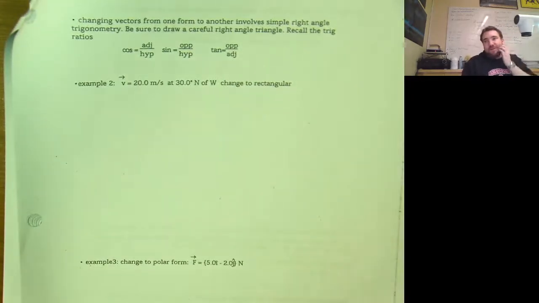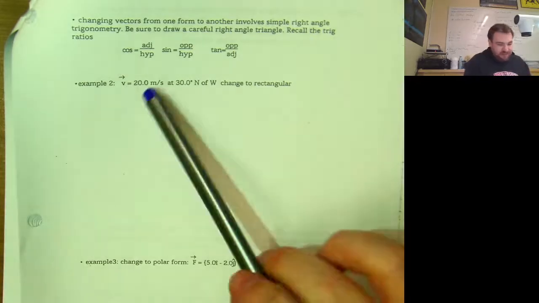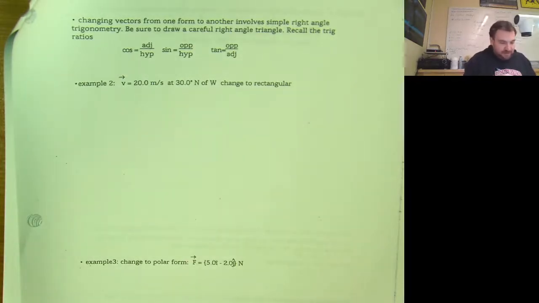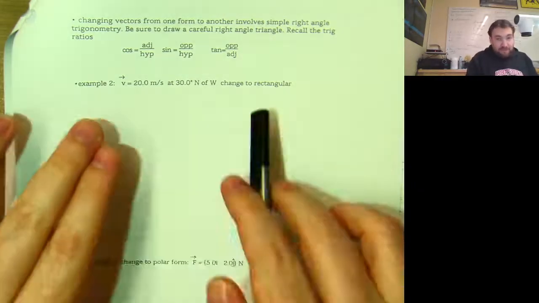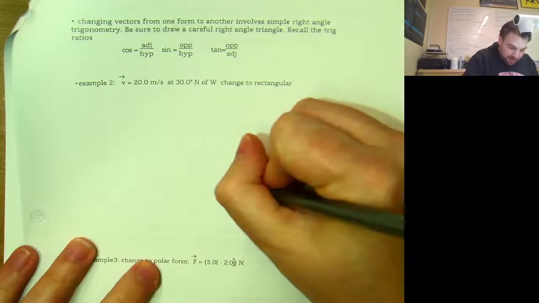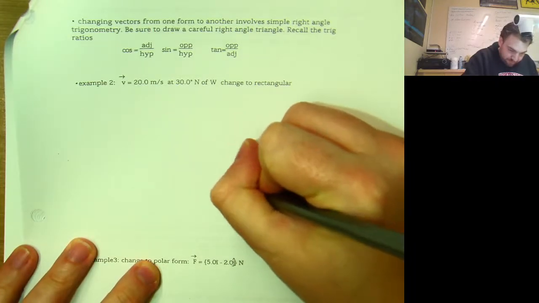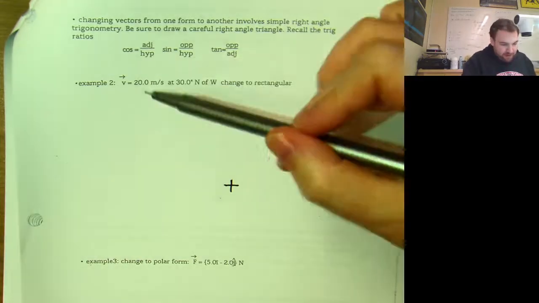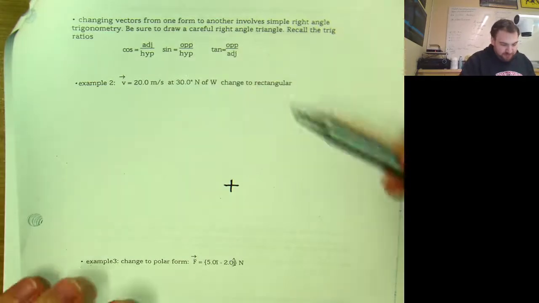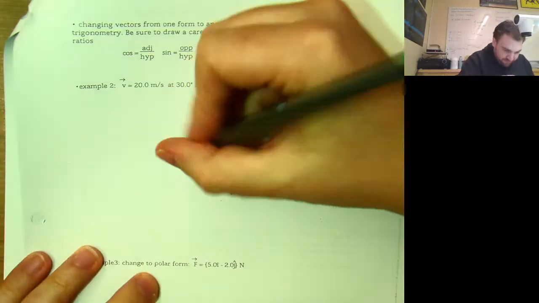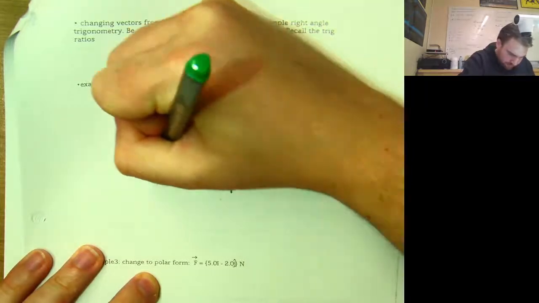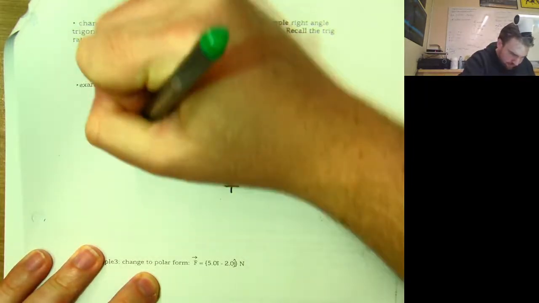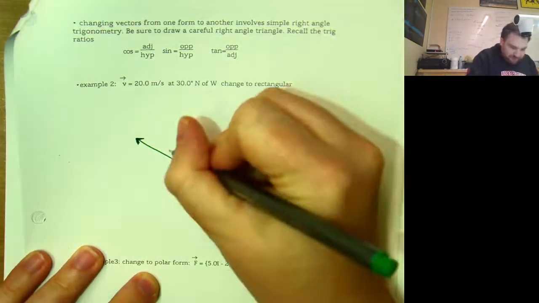Changing vectors from one form to another involves simple right trigonometry. It's cosine, sine, and tangent. So as always, when we're given something in polar, it's helpful to throw down a little set of axes, just to help us picture what's going on here. So we can draw it somewhat accurately. Now I want a 20 meters per second, 30 degrees north of west. So I start at west, I go up north 30 degrees. So there's my 20 meter per second vector.